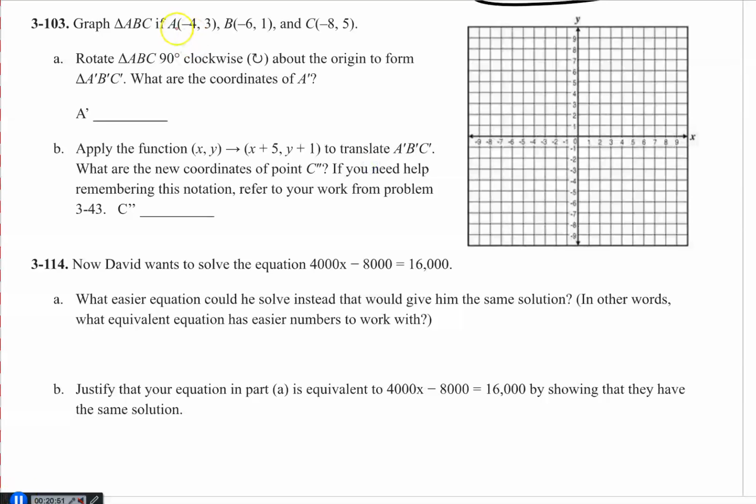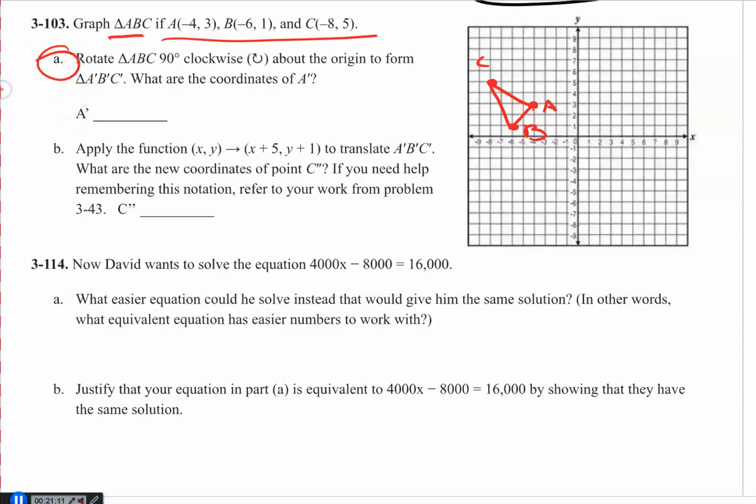3-103. Let's graph these points. A is negative 4, 3. B is negative 6, 1. And C is negative 8, 5. It says a triangle, so I'm going to make a triangle.